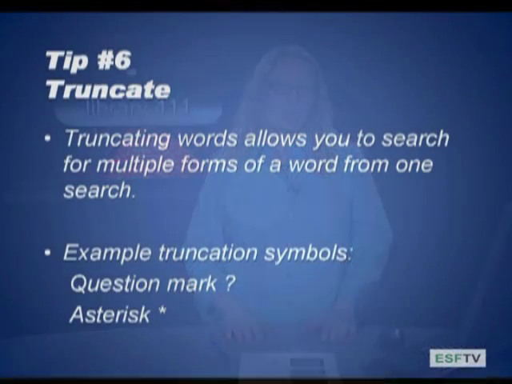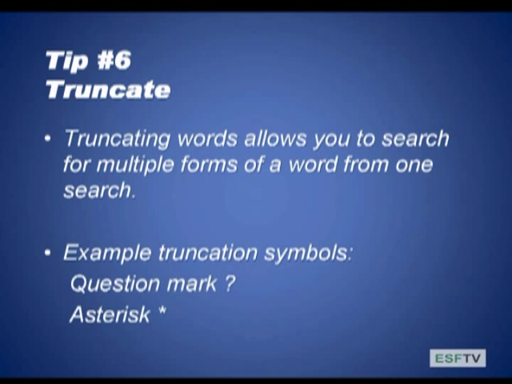Remember, use quotes when you have words that are next to each other. That will help narrow your search. Let's move on and see what number 6 is. Tip number 6 is truncating. Truncating words allows you to search for multiple forms of a word from one search. Example truncation symbols include question marks and asterisks.